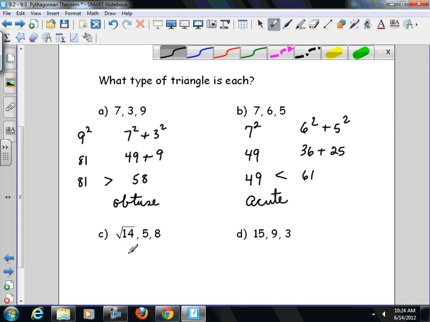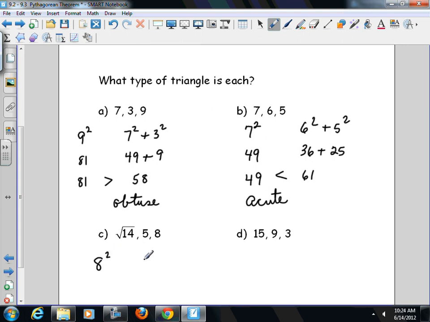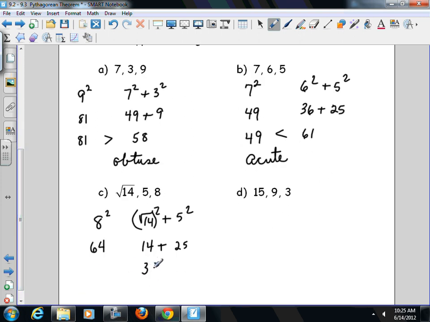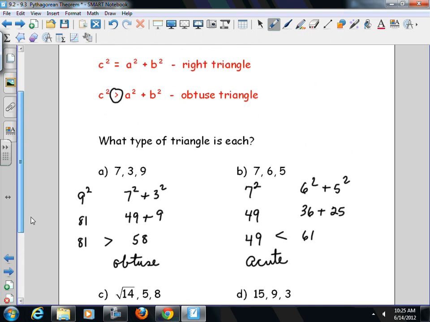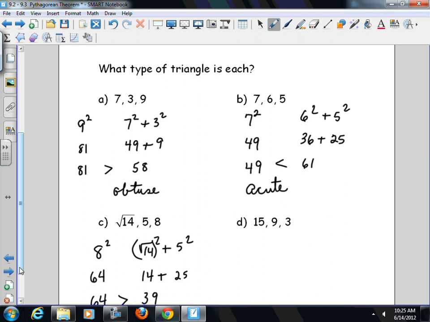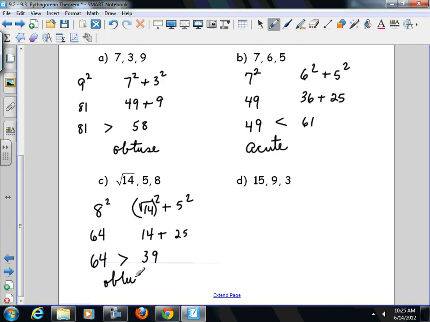Let's look at the next one. Square root of 14, 5 and 8. Well, 8's actually the bigger number, so we're going to have 8 squared, square root of 14 squared, plus 5 squared. 8 squared is 64. If you square the square root of 14, you just get 14 back. And 5 squared is 25. Well, 14 plus 25 gives you 39. And 64 is greater than 39. And going back up to the top, if you use a greater than symbol, it is obtuse.